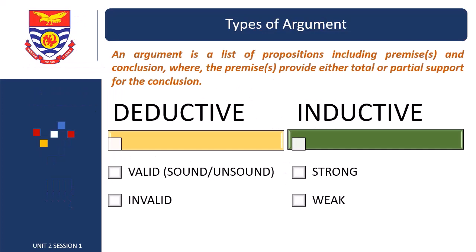Note that under deductive argument, which is one branch of argument, there are two types of deductive argument. You have the valid and invalid argument. And under the valid argument, you have the sound and unsound argument. Also, on the other side, we have inductive argument. An inductive argument could be assessed as either a strong or weak inductive argument.